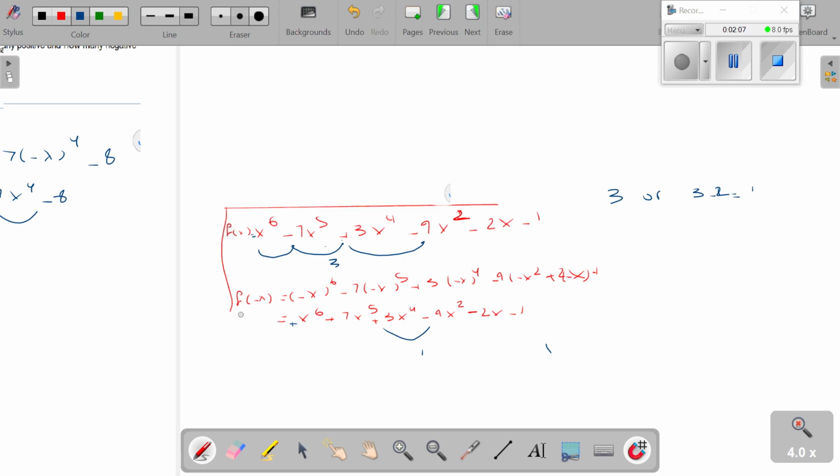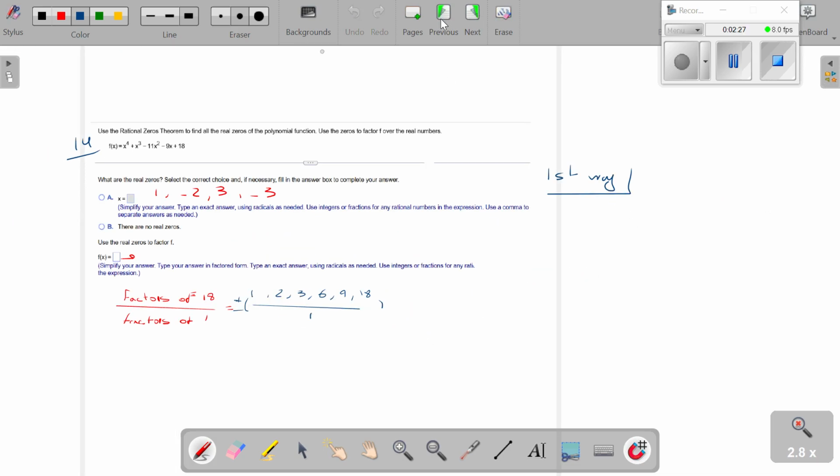Then look for f of negative x and simplify. How many sign changes do we have? In this case, I have only one. I have only one negative zero. If you have more than one, let's say 3, make sure you subtract 2. You will have either 3 zeros or 1 zero.